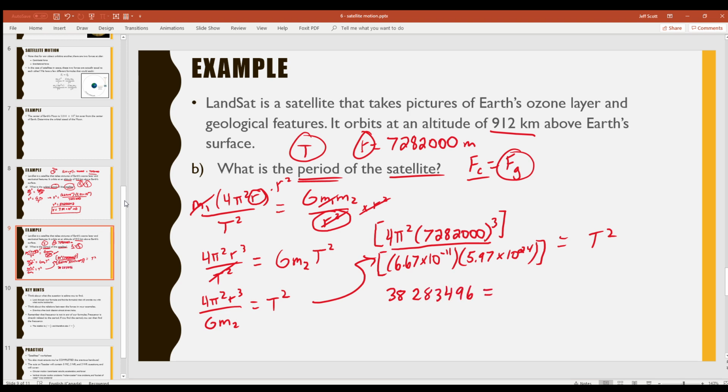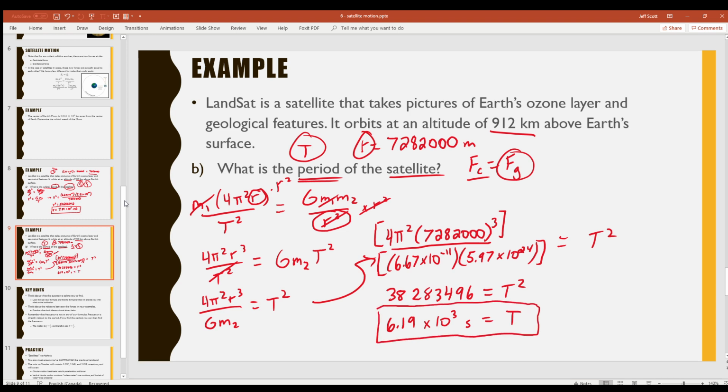Anyway, what I've got for this left side of the equation is 38,283,496 equals t squared. And then, of course, I just need to square root both sides because I want to get t all by itself. And if I square root both sides, I get to 3 sig digs 6.19 times 10 to the 3, and that would be seconds, equals t.